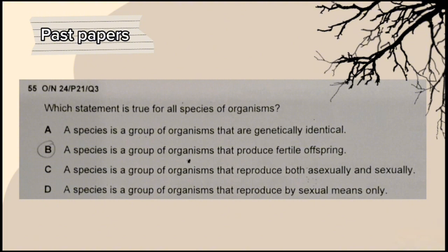Question number 10. Which statement is true for all species of organisms? Option A. A species is a group of organisms that are genetically identical. Option B. A species is a group of organisms that produce fertile offspring. Option C. A species is a group of organisms that reproduce both asexually and sexually. Option D. A species is a group of organisms that reproduce by sexual means only. So the correct option is option B.